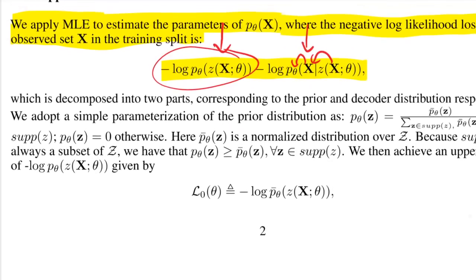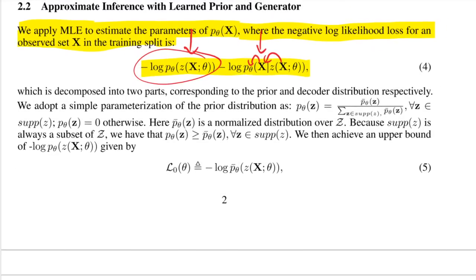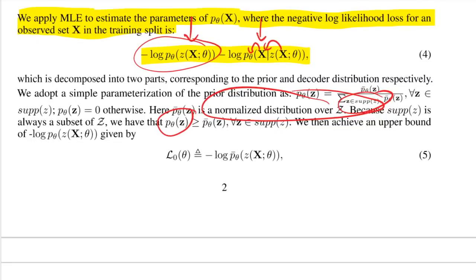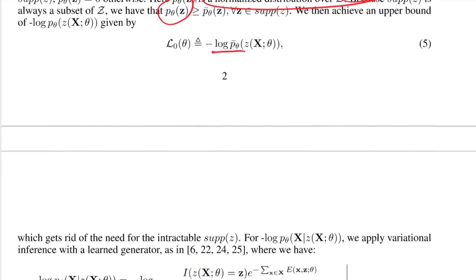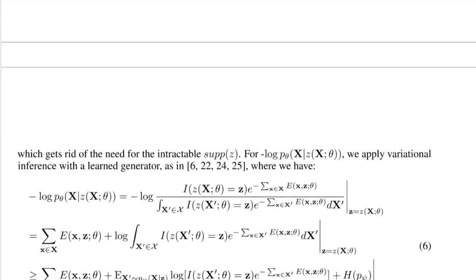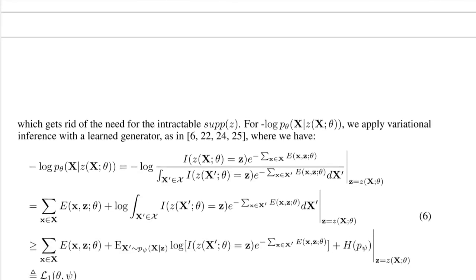Now, again, they have to do some tricks here where they say, okay, we can get rid of this support by using a normalized distribution over z, which is a bound on that true prior. So they're going to replace the p with a p bar, which is over the entire space of z. And that's going to be a bound.